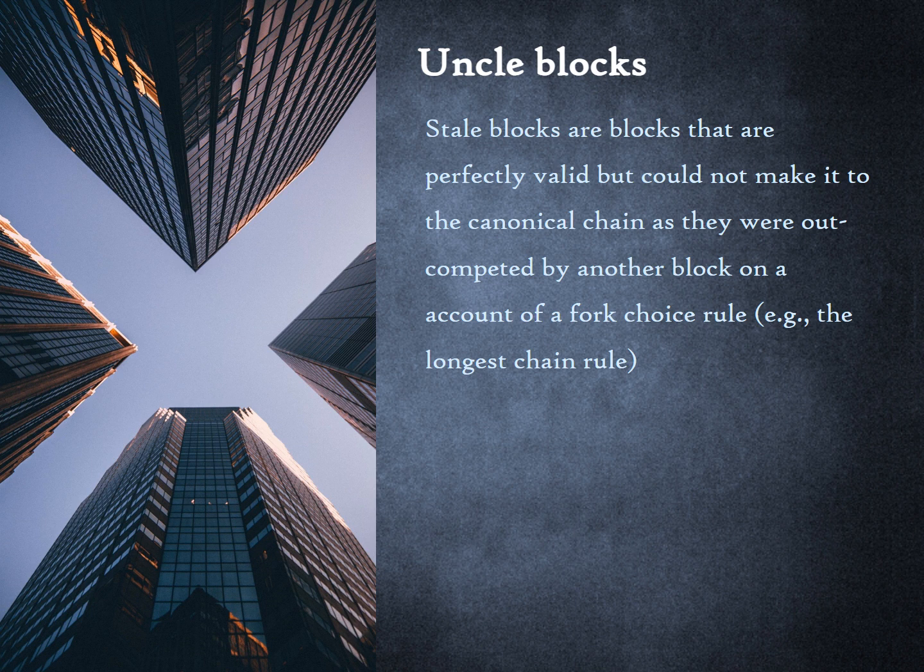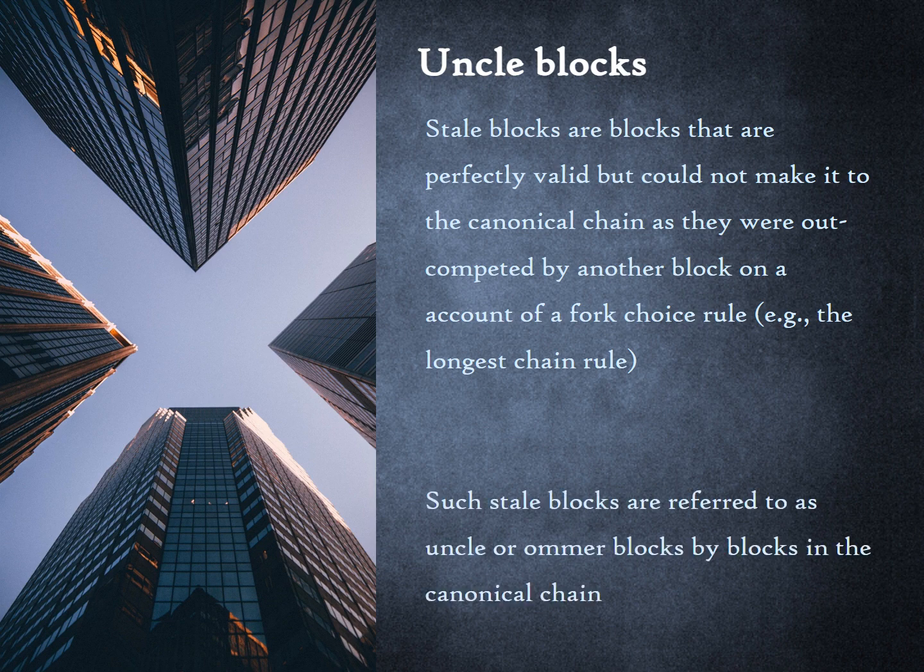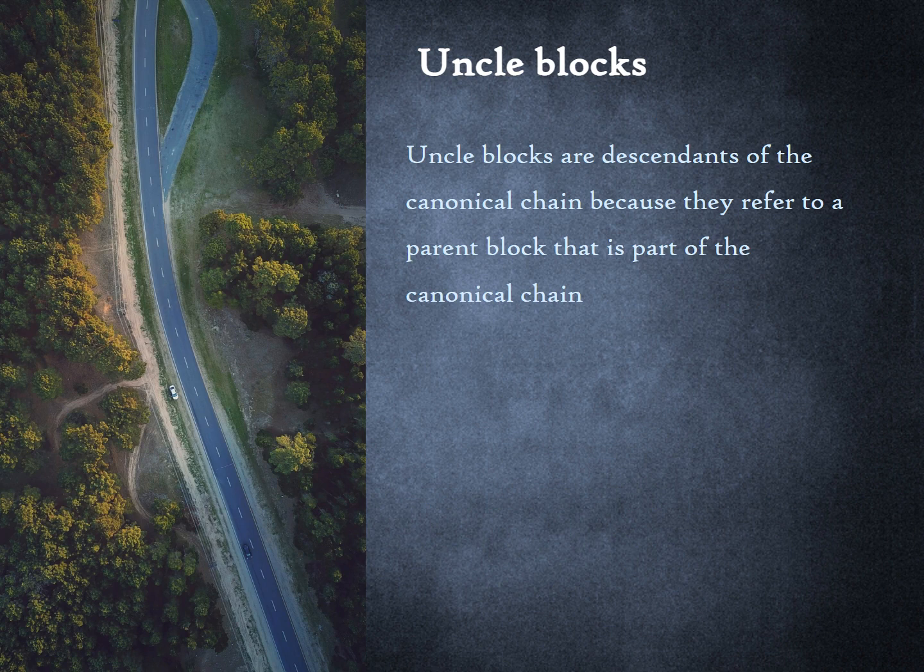Stale blocks are blocks that are perfectly valid but could not make it to the canonical chain as they were outcompeted by another block on account of a fork choice rule, like the longest chain rule. We are referring to the official blockchain record as the canonical chain. Such stale blocks, as we shall learn soon, are referred to as uncle or UMR blocks of the blocks in the canonical chain. Uncle blocks are descendants of the canonical chain because they refer to a parent block that is part of the canonical chain.